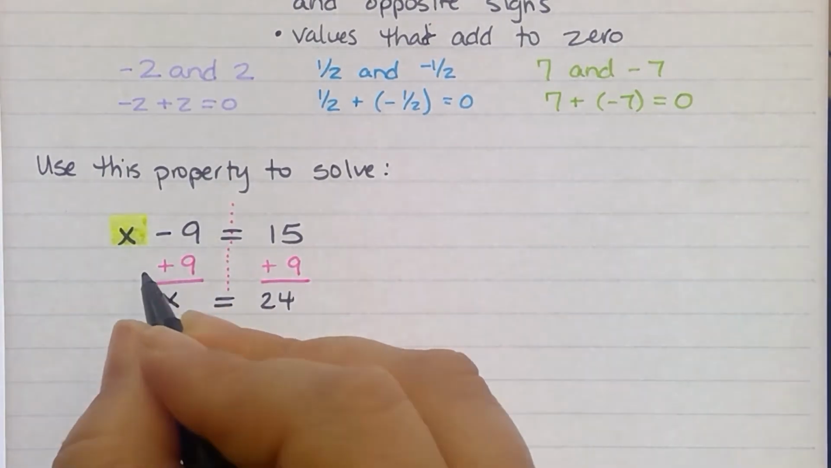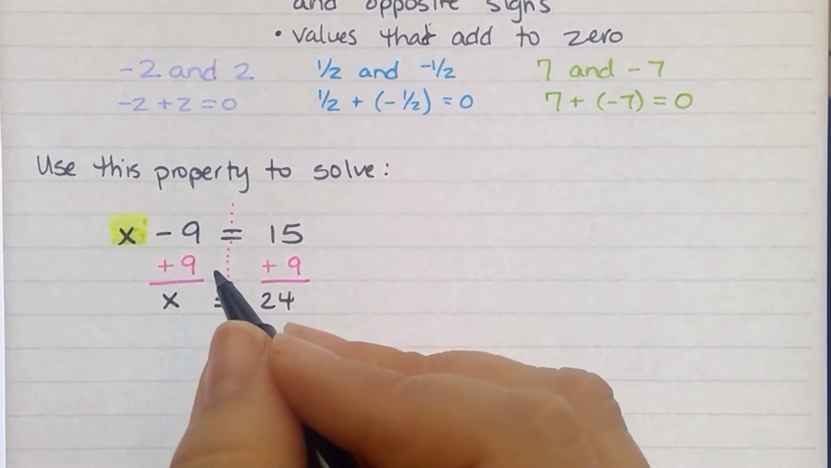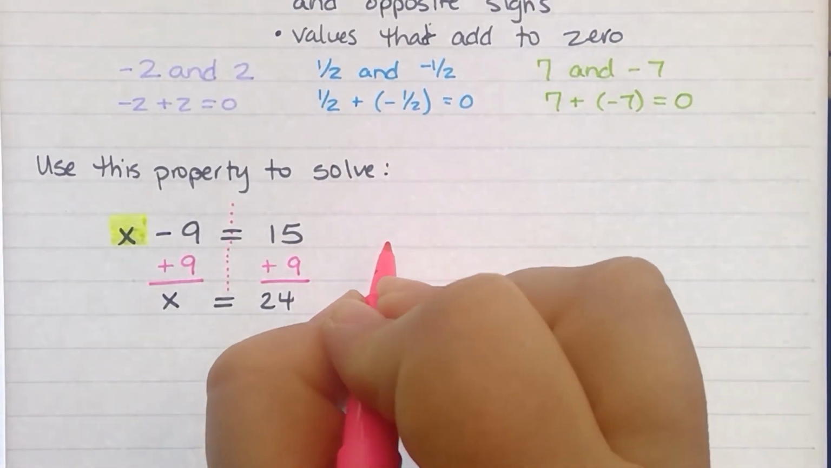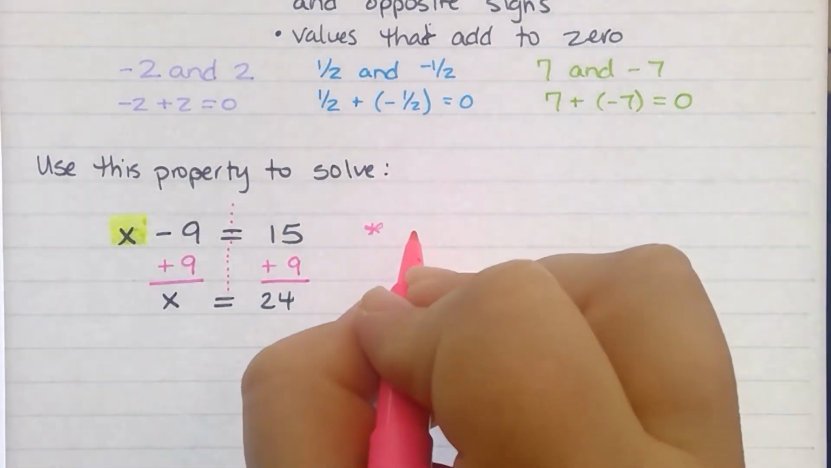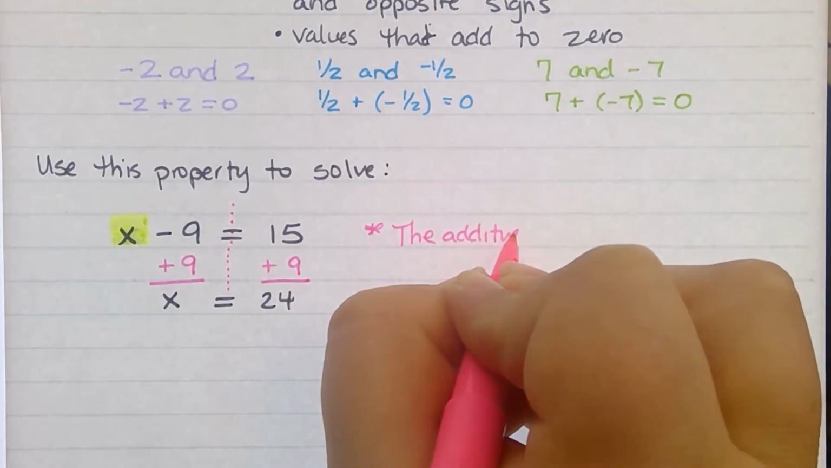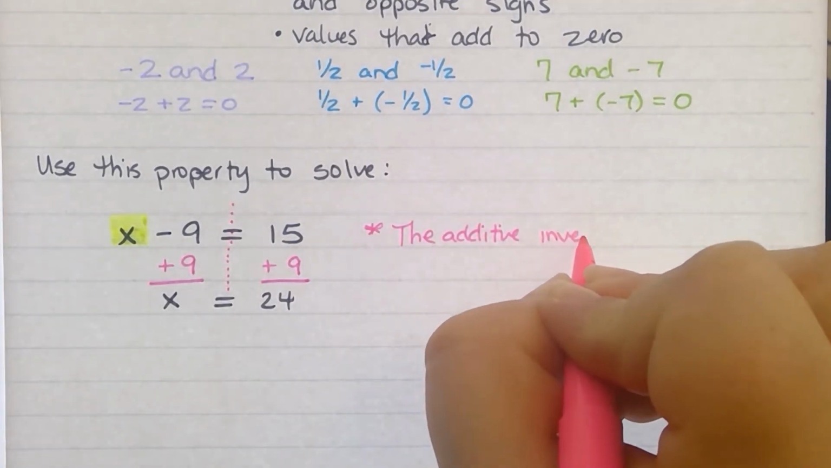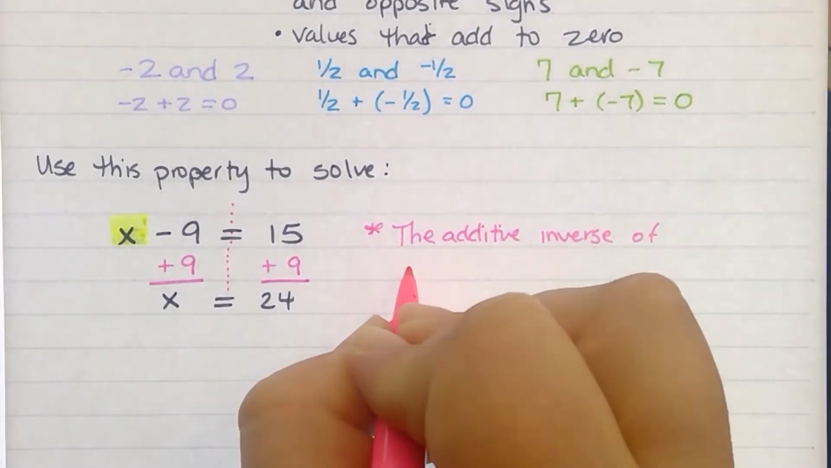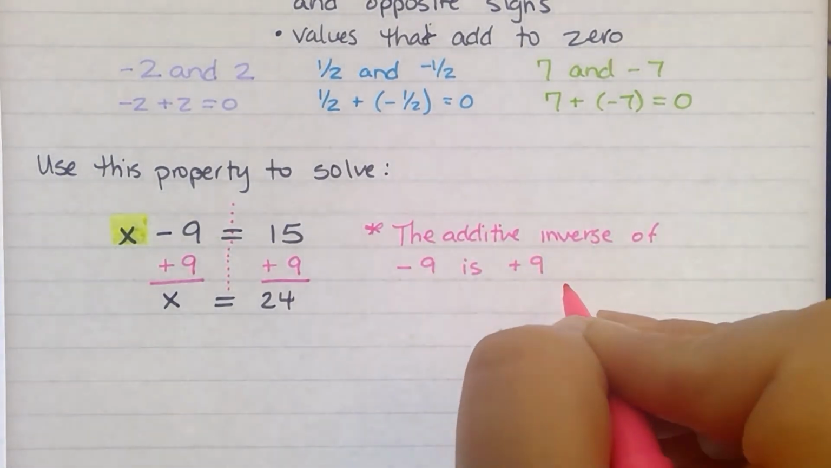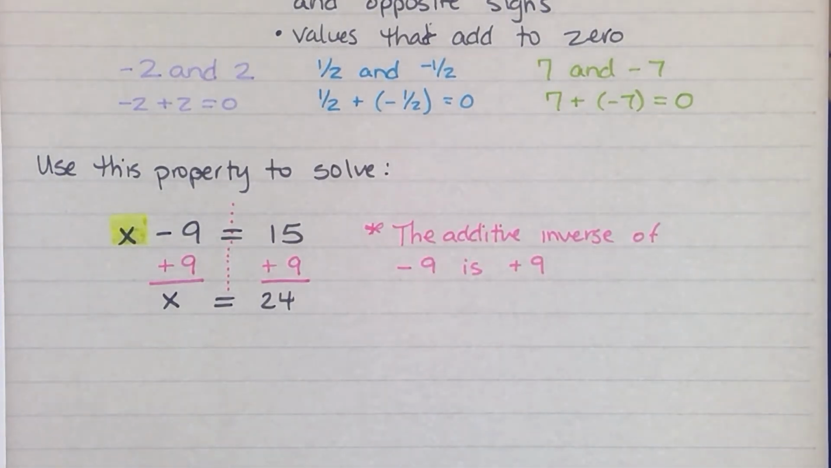So remember, I know you can do this in your head, but I need you to show me the work. I don't care about the right answer. I care that you understand the additive inverse of -9 is +9. So I need to see that +9 on both sides. That's the most important part, not the answer. I want to see the work. Show your work.